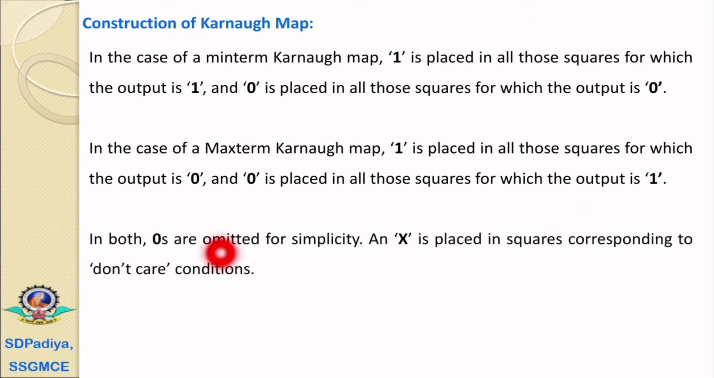In both, zeros are omitted for simplicity, and X is placed in the squares corresponding to the don't care conditions. In the given expression, there may be some don't care condition which is not a 0 and not a 1. Then for these don't care conditions, we have to write down X in the cells of the K-map.